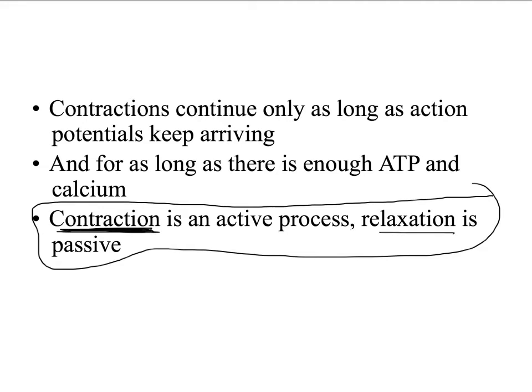Contractions only happen for as long as you keep sending action potentials down that nerve. So eventually, you're going to run out of ATP, and you're eventually going to run out of calcium, and that muscle fiber can no longer contract.